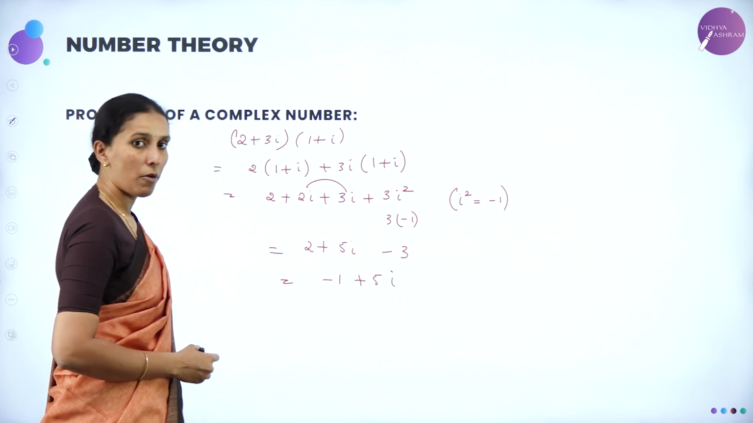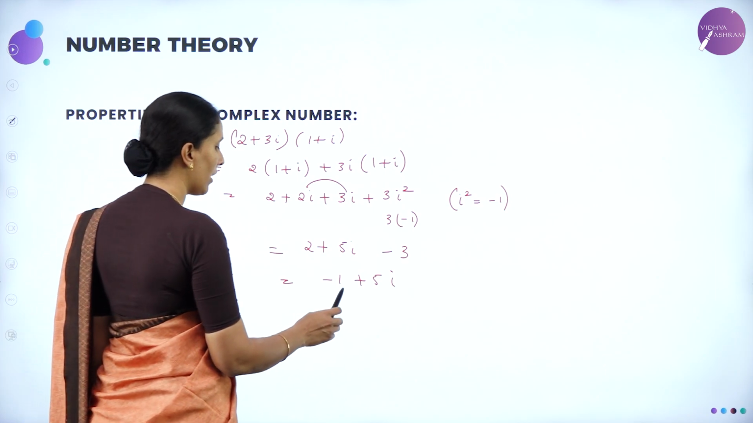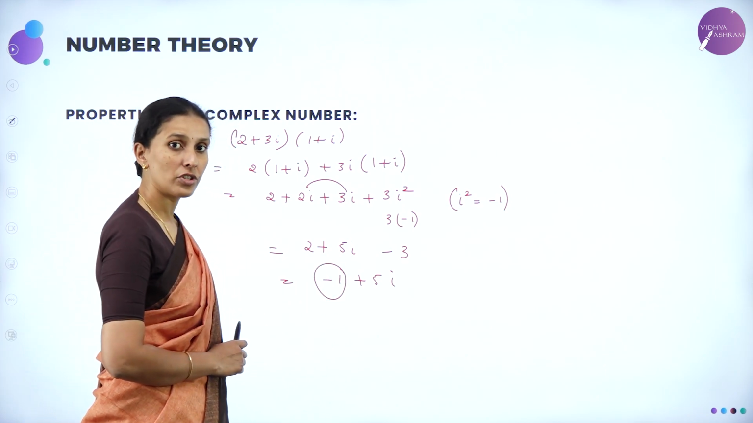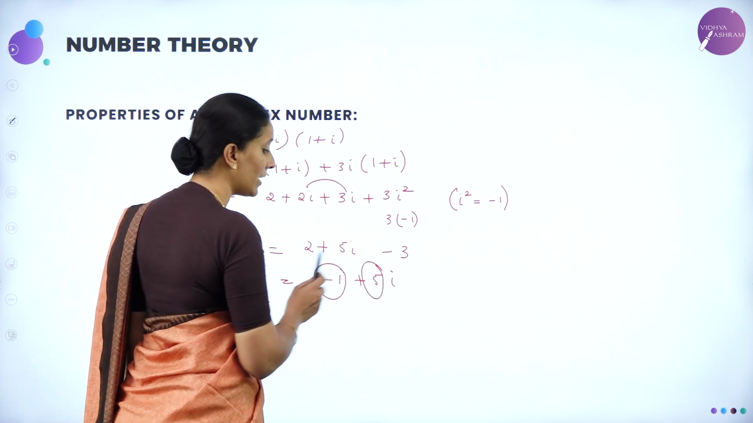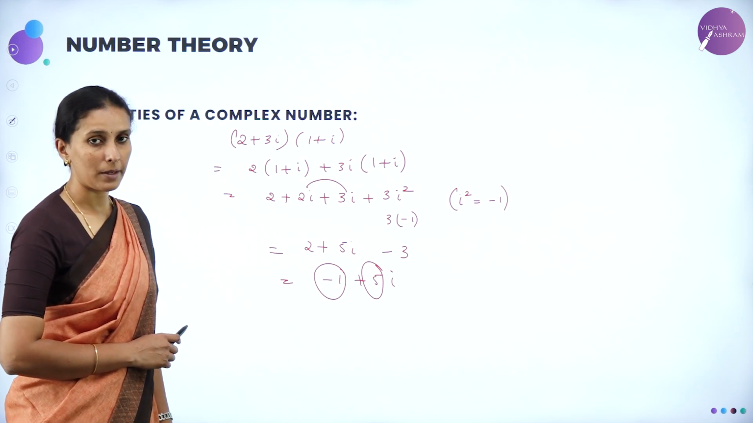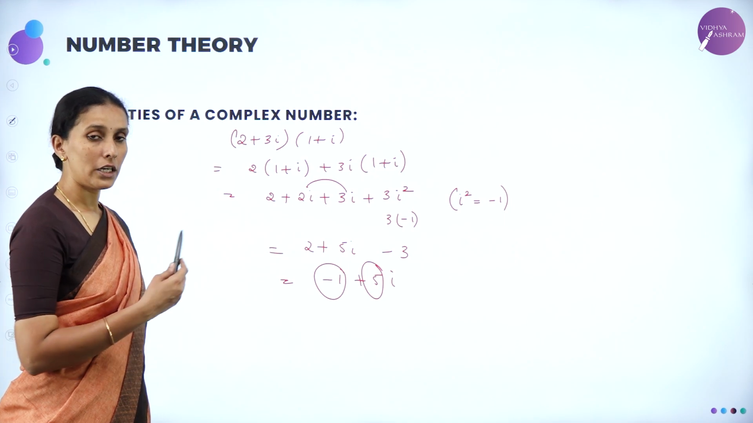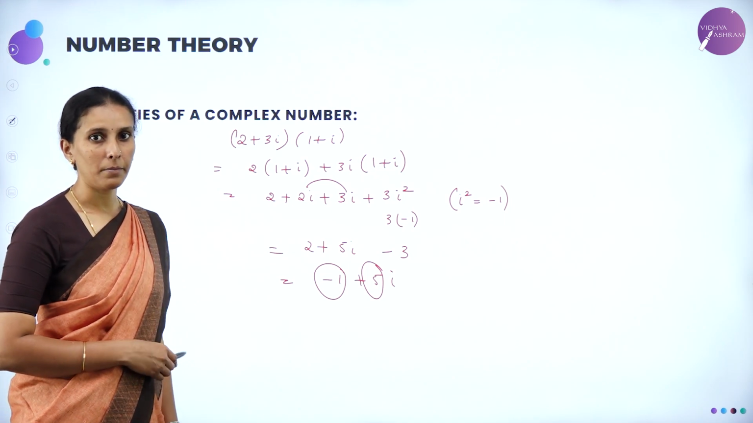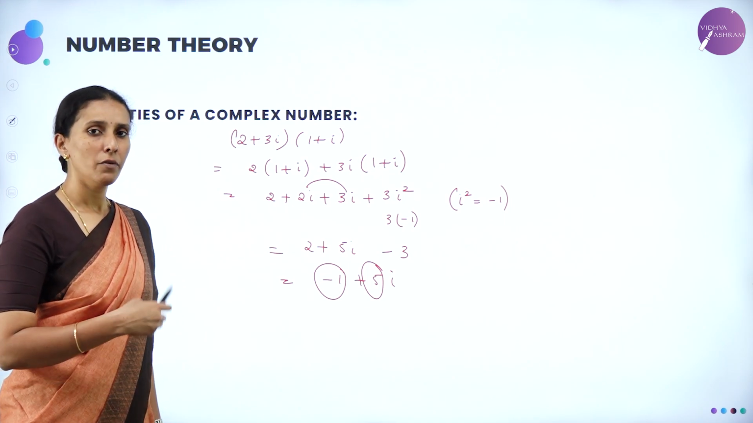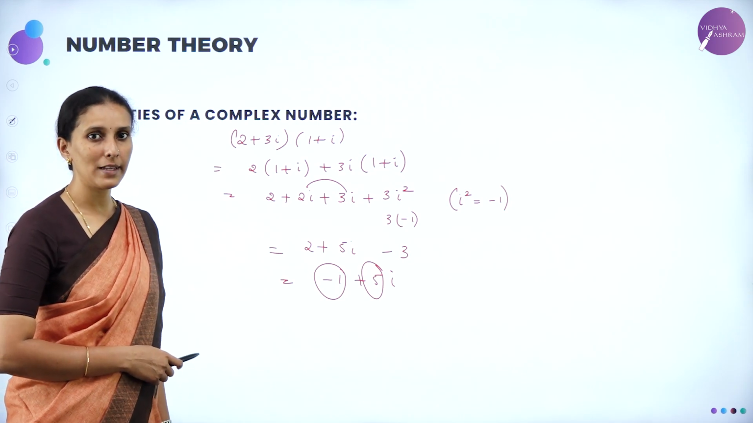Again, this is in the form of a plus ib. So here the value of a is minus 1, which is the real part, and the value of b is 5, which is the imaginary part. In the same way, we can also convert the division of two complex numbers into the form of a plus ib, which again represents one more complex number.